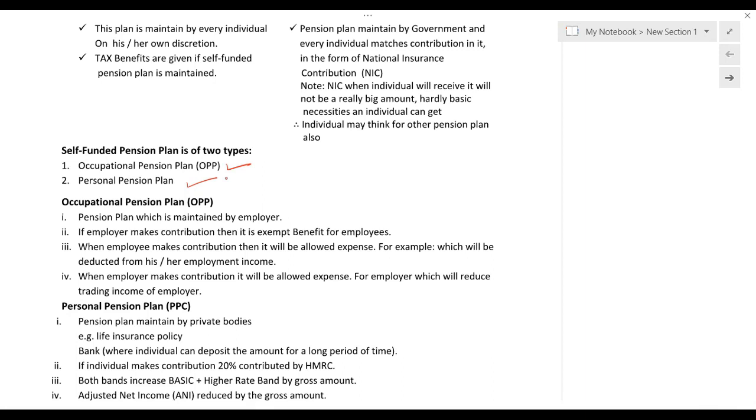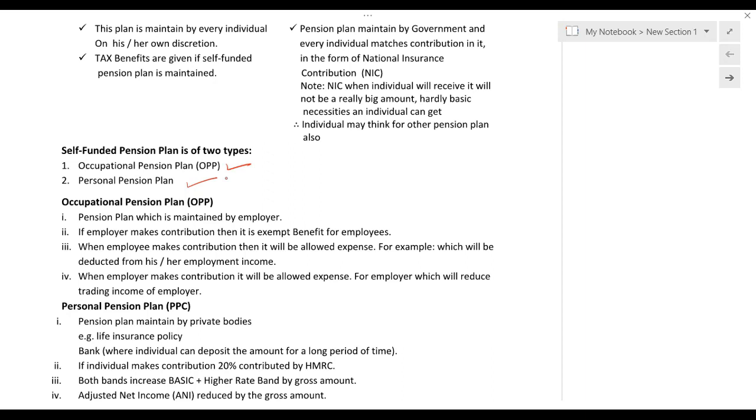If, being an employee, you contribute in occupational pension plan, it is treated as an expense for you. Employee's contribution in occupational pension plan reduces the employment income. Second, if the employer is contributing for the employee in occupational pension plan, then it is an exempt benefit for the employee. Third, for the employer, contribution in OPPC for an employee is an allowable expense.